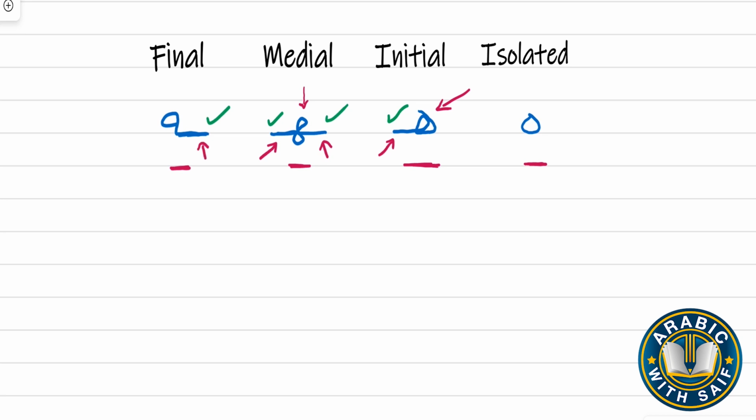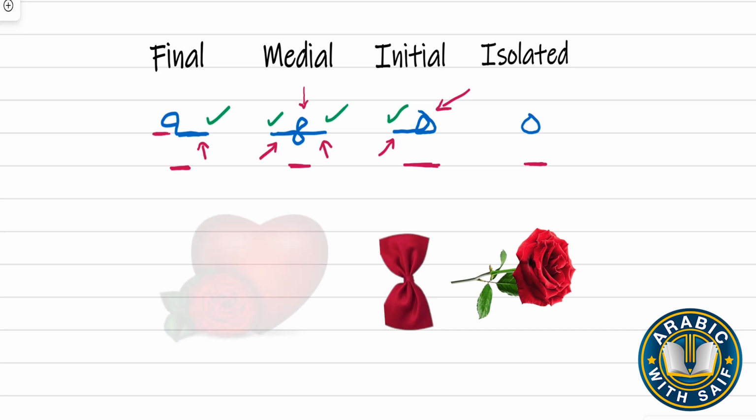This short line will help any letter before it to get connected, but raise it a little bit above the line. I like this letter, flower or a bow tie. It's a romantic one. Now let's see letter wow, different four forms.